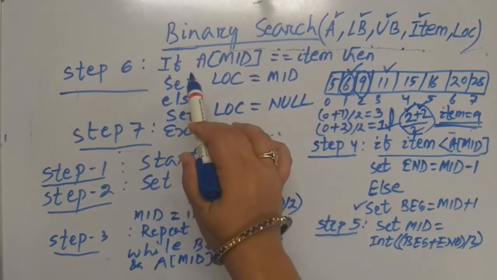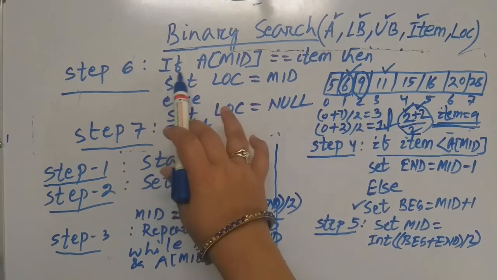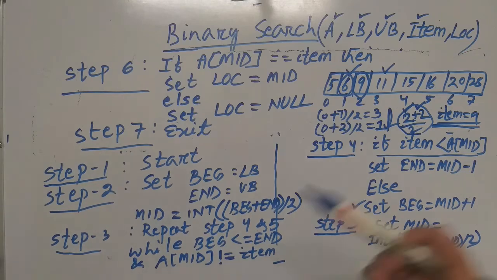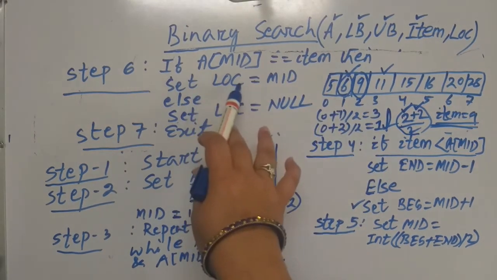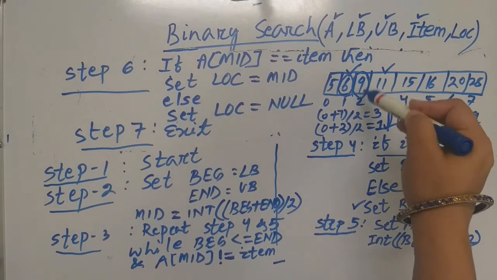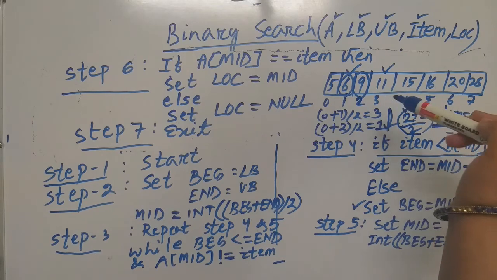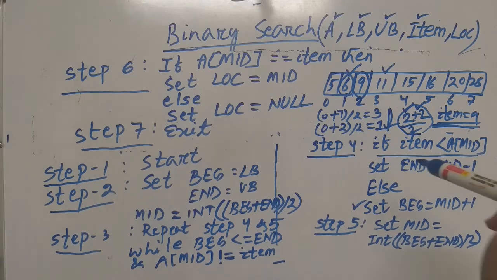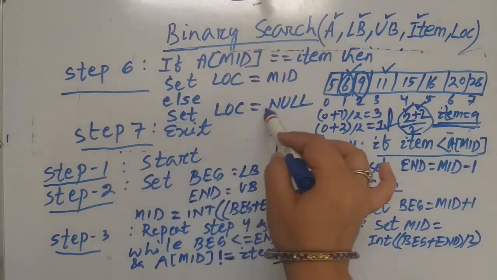After that we go to step 6, because steps 4 and 5 are no longer executed. So whenever we get this situation, begin less than or equal to end and a mid not equal to item, we are finding our item. If a mid is equal to item, then set location equal to mid. That means in that location we get our result, and that location value is where we get our particular item. Else set location equal to null.